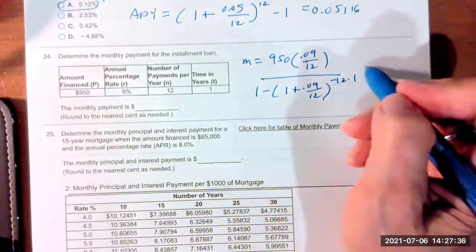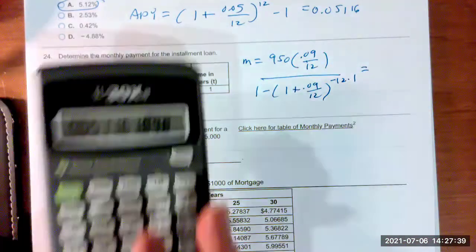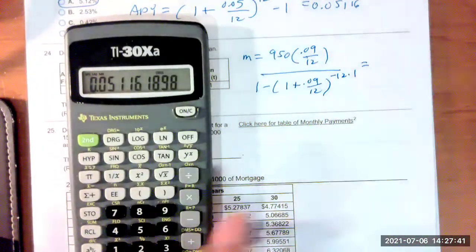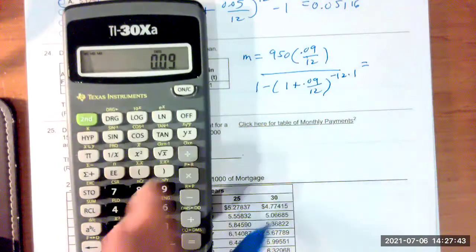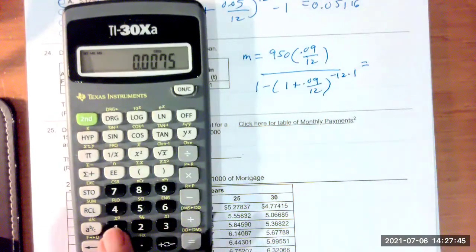Okay, I'm going to simplify. Let's do the denominator first. So 0.09 divided by 12, plus 1.